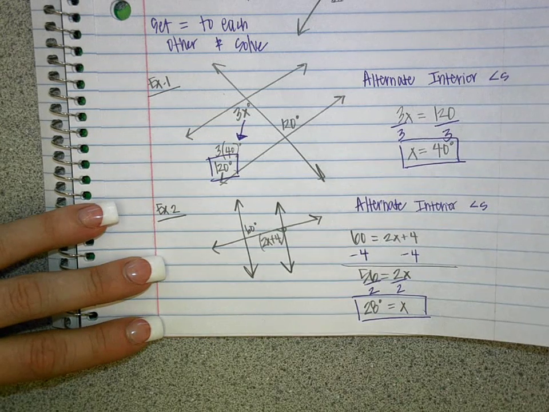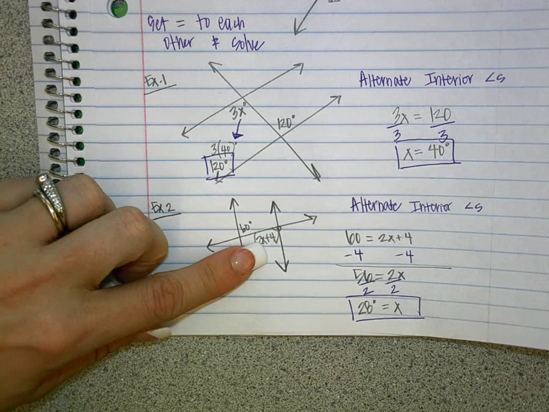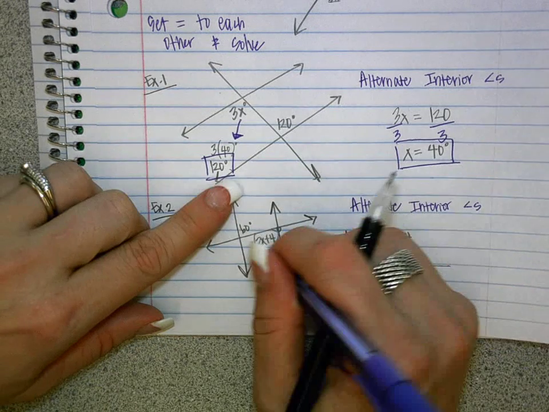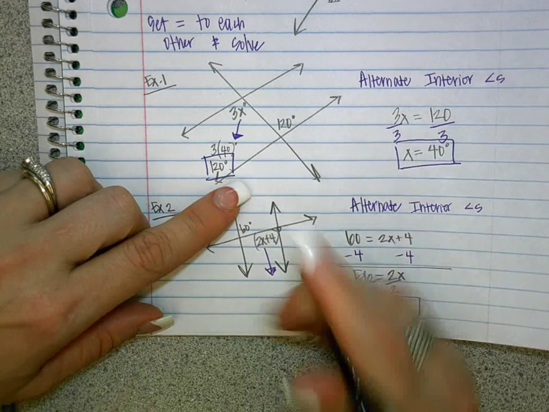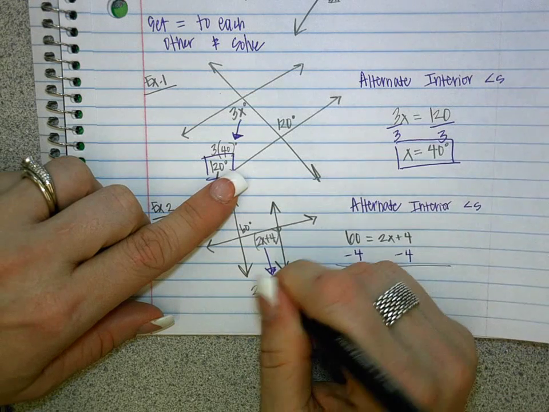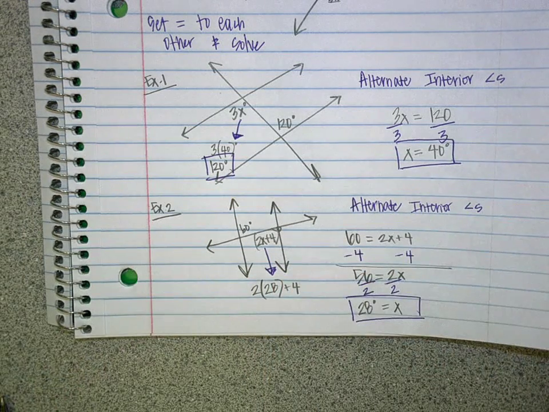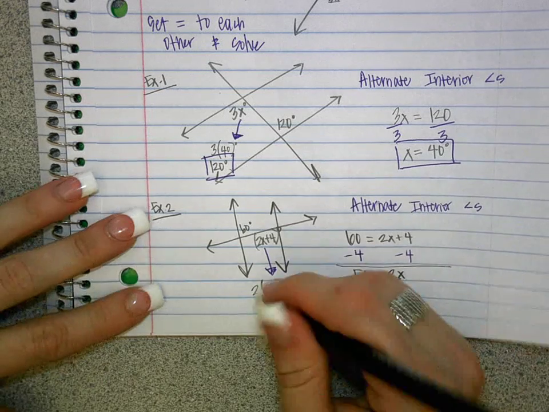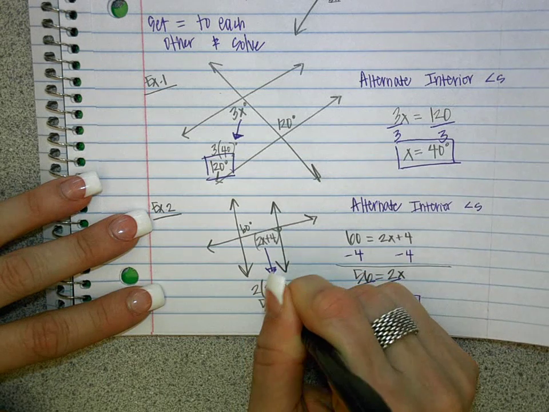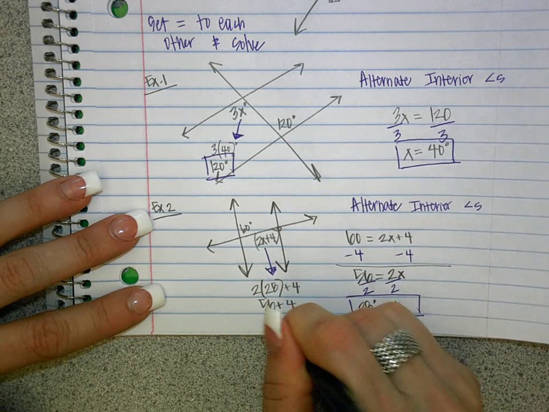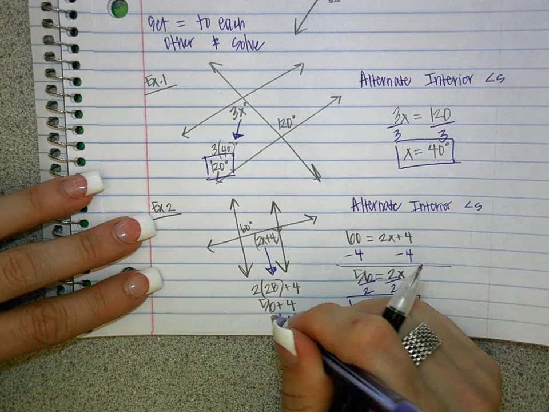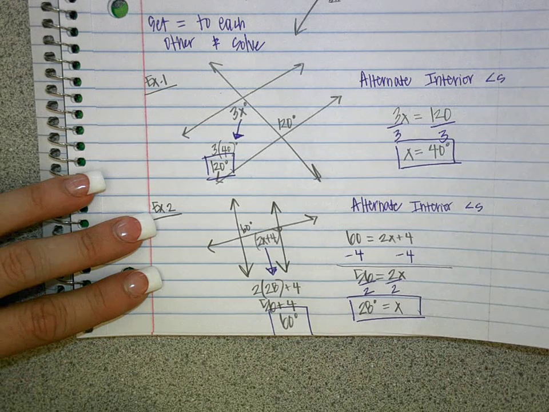Now, how do you solve for this missing angle? Plug it in. Okay, remember, anytime you plug something in, you have to put it in parentheses. So 2 multiplied by 28 plus 4, what is 2 times 28? 56. And 56 plus 4 is 60 degrees. So the missing measurement is 60 degrees.